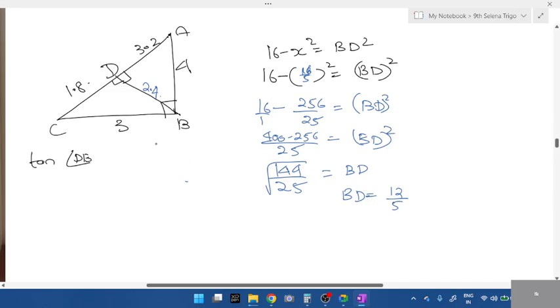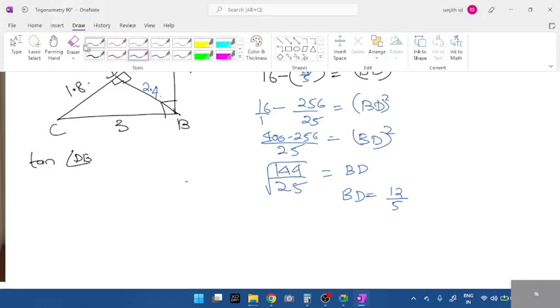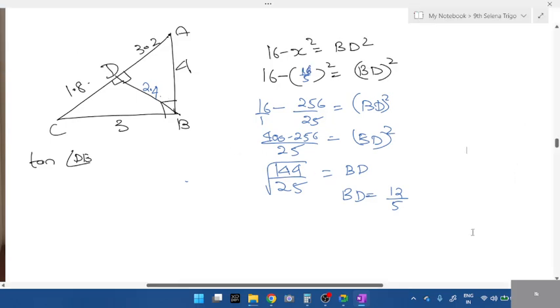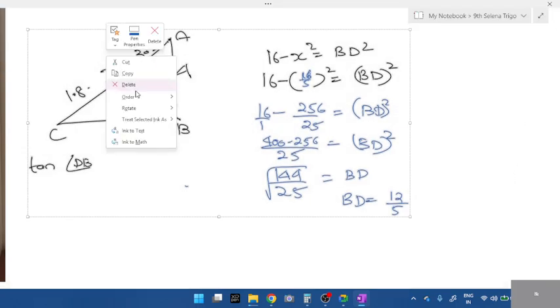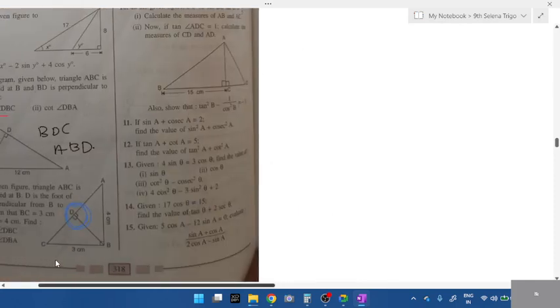BD is equal to 12.5, Shasha. Now you can try tan and other things. Okay. Complete that. You'll get the answer in decimal or mixed fraction. Next question.